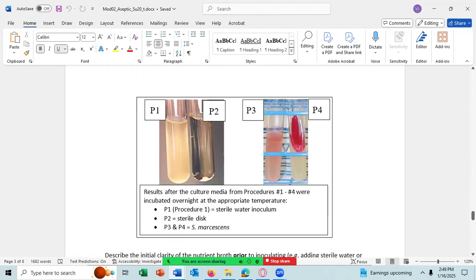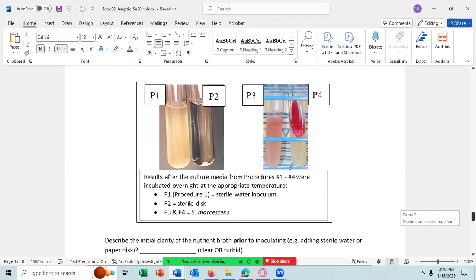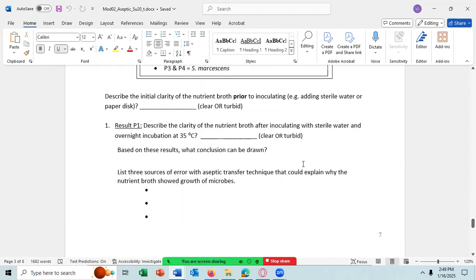You then come down to this picture, and there's procedure 1, that tube there. You note it. And then you come down and answer question 0: describe the initial clarity of the nutrient broth prior to your inoculating it with the sterile water, or for procedure 2 with the paper disc. Was it clear or turbid? Write your answer there.